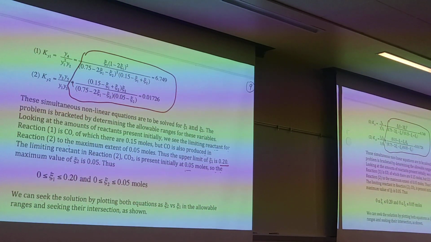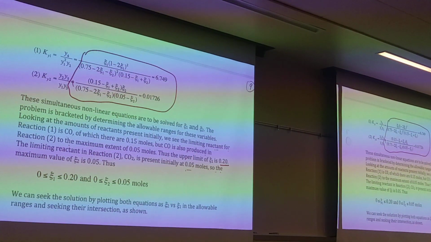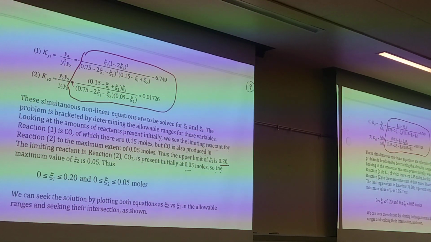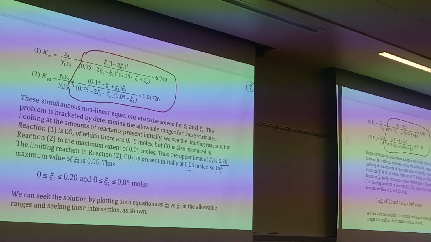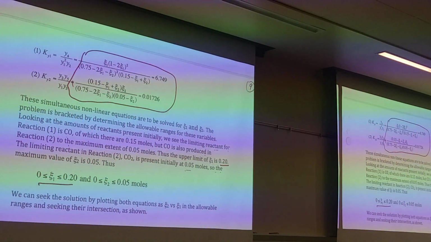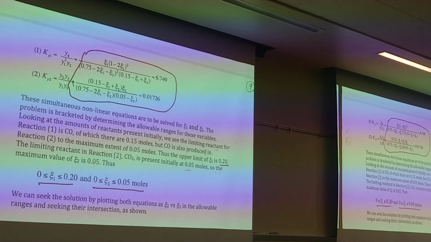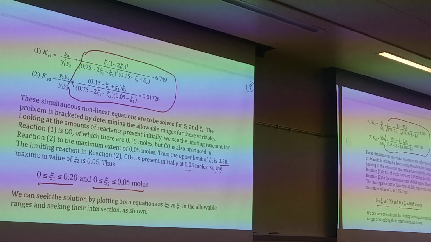The limiting reactant for reaction 2 is carbon dioxide. It's present initially at 0.05 moles, so the maximum value of Xi2 is 0.05. And there we don't have all the products present for the second reaction, so 0 is the lower limit there. So here are my allowable ranges of Xi1 and Xi2. I want to confine my search for the common root of these equations to these ranges.